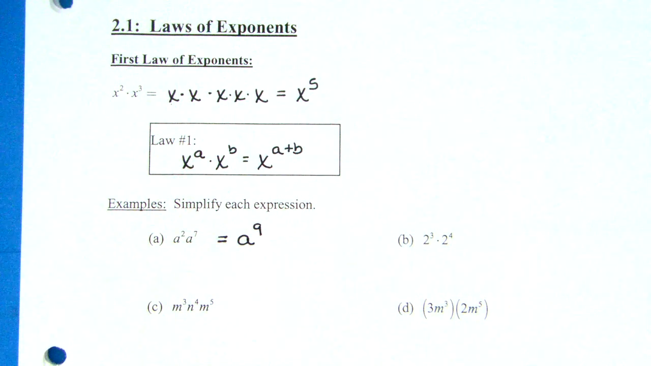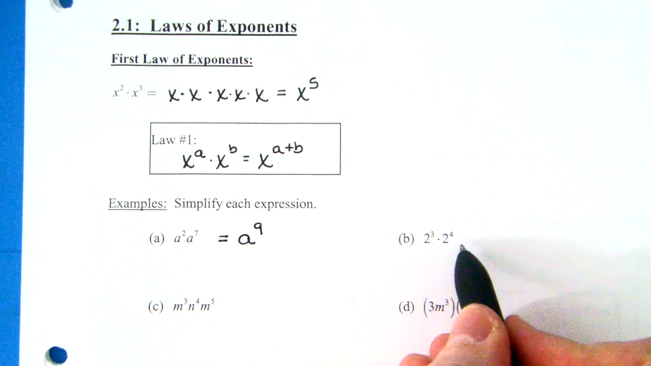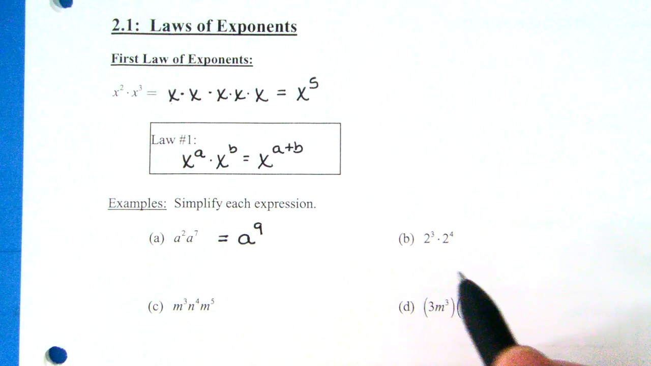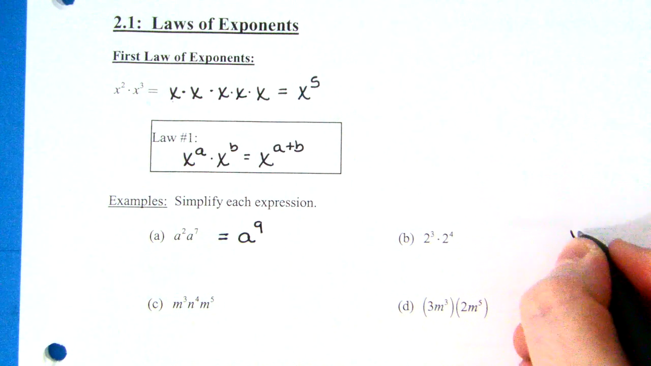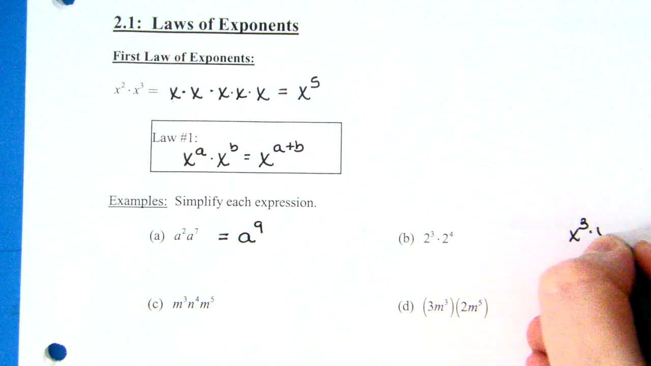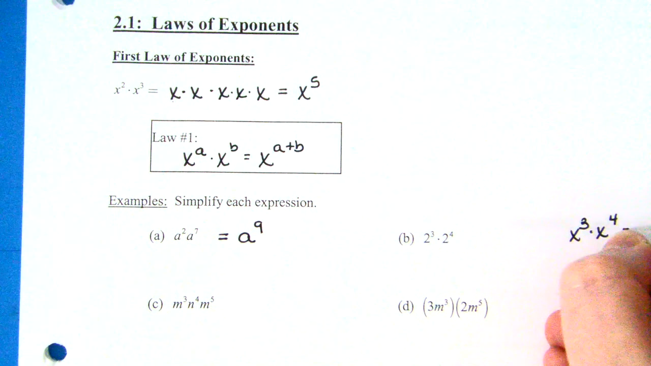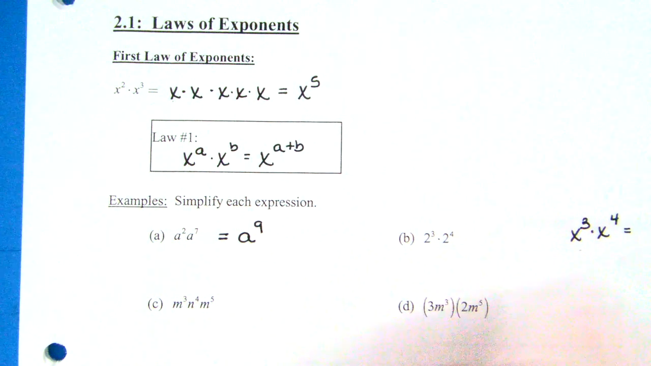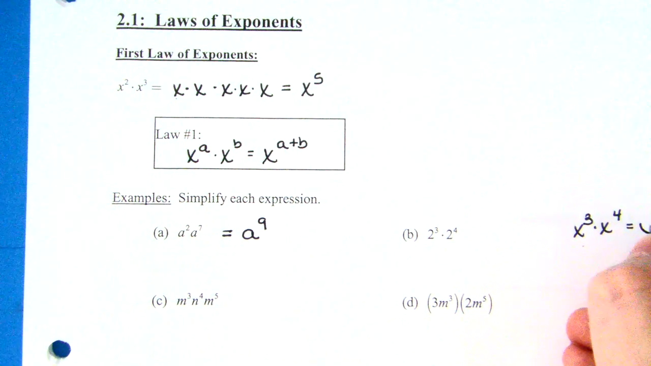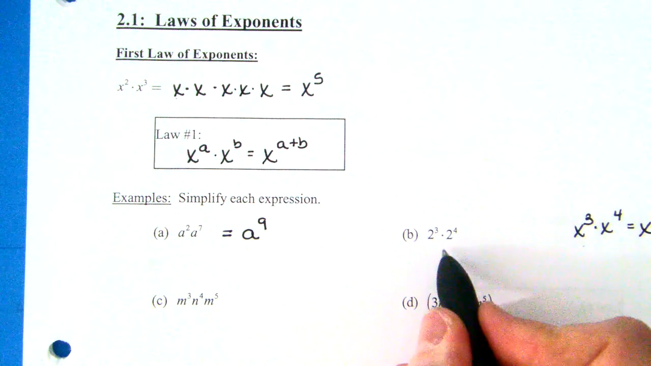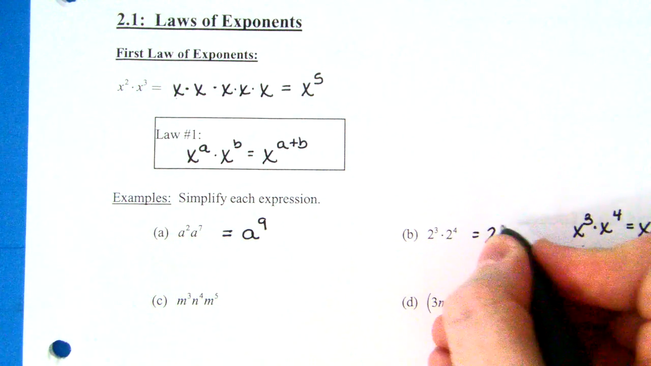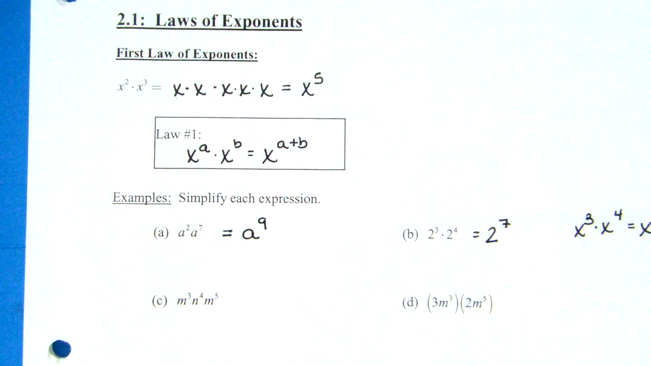In letter b, when we have numbers raised to powers, we're going to treat them just like they were variables. So you know what? This problem is like saying x cubed times x to the 4th. X cubed times x to the 4th would give you what? Hopefully you just added those powers and you would say x to the 7th. I'm going to do the same thing here. 2 to the 3rd times 2 to the 4th gives me 2, don't change that, to the 7th.